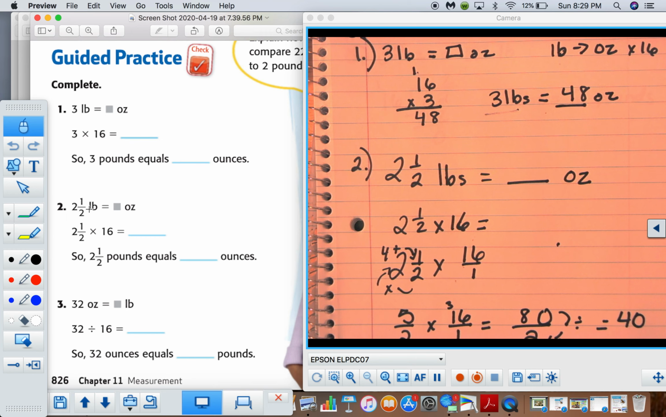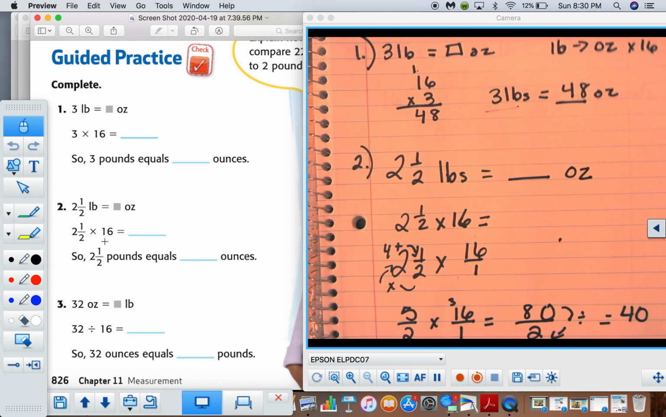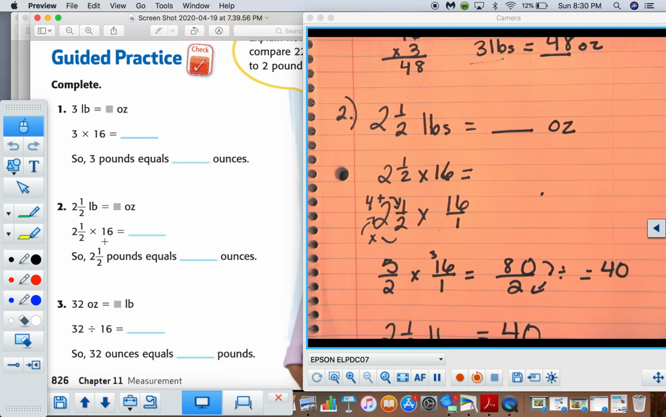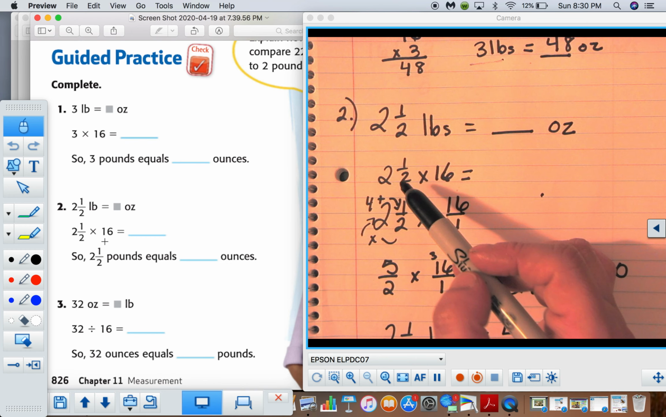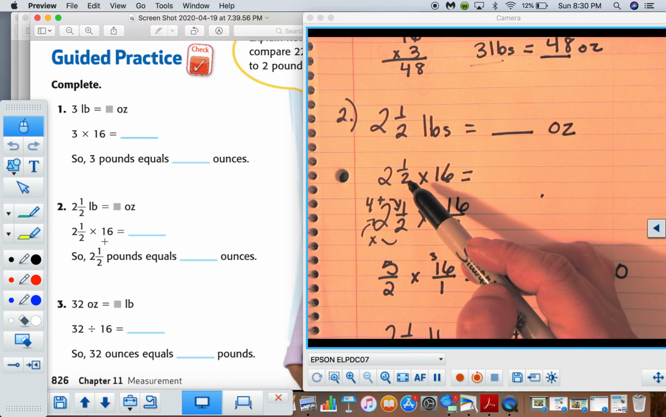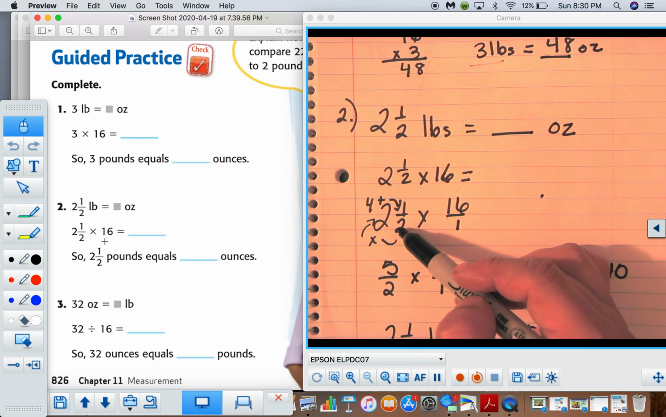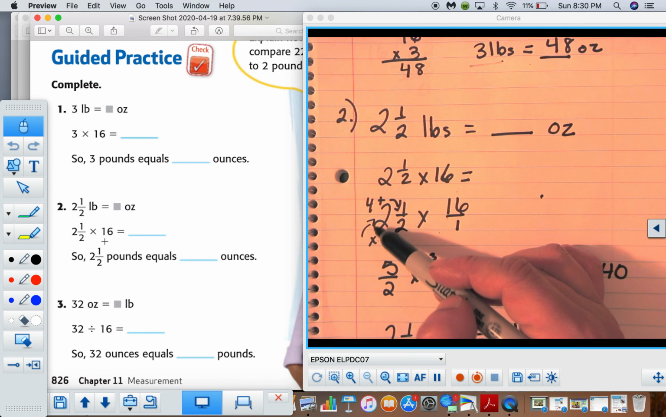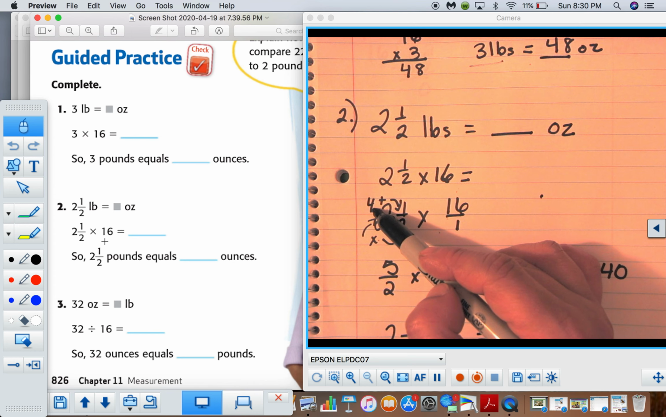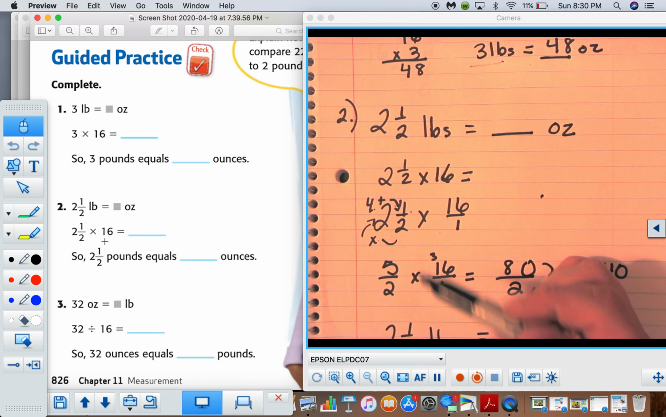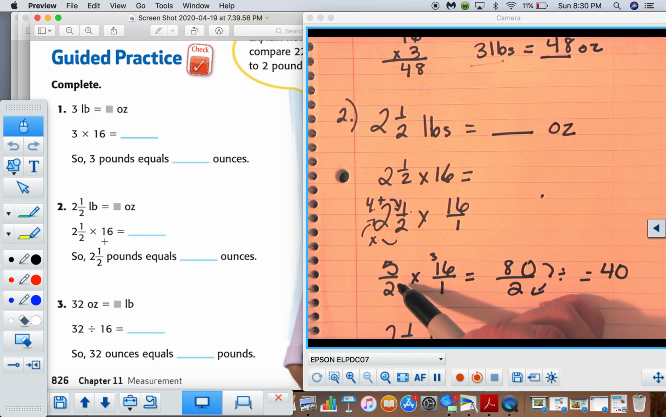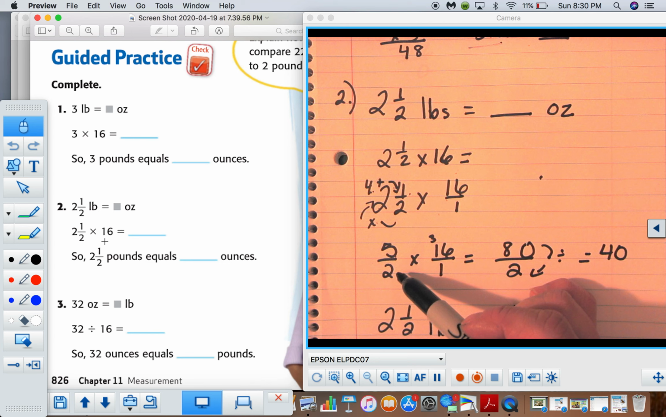I have 2.5 pounds, and I need to figure out how many ounces 2.5 pounds is equal to. So I know that I'd have to multiply by 16. Well, let's look at this problem right here. 2.5 pounds is an unknown amount of ounces. The first thing I have to do is I would have to change this 2.5 to a mixed number. So I multiply up. 2 times 2 is 4. And 4 plus 1 is 5. So I change 2.5 to 5 over 2.